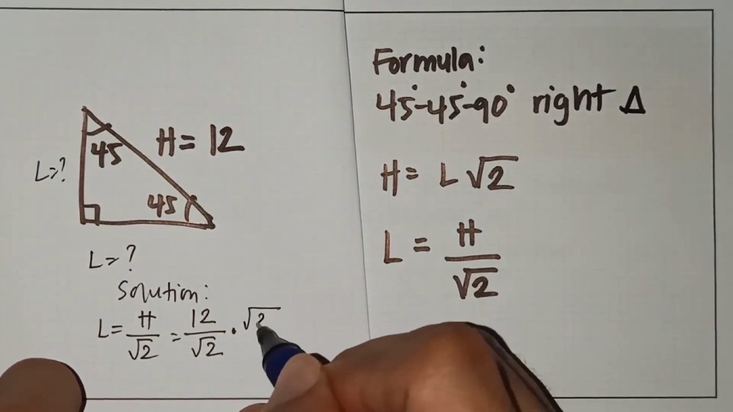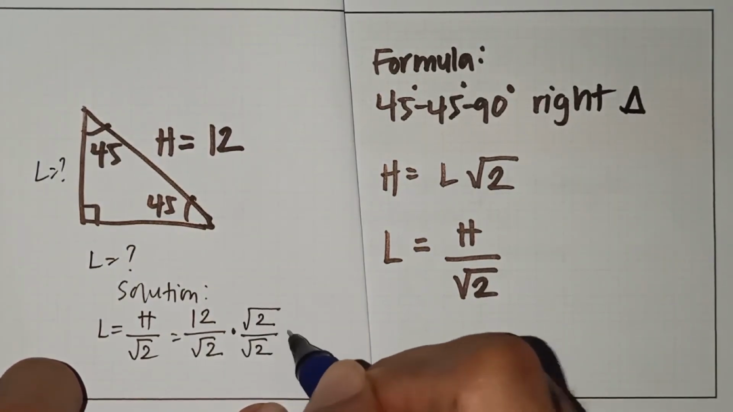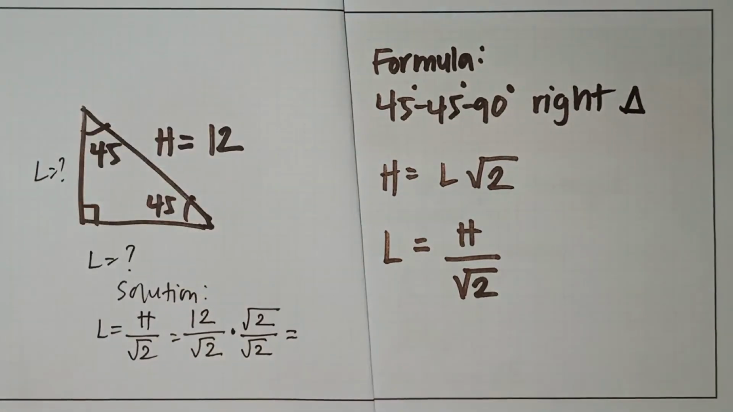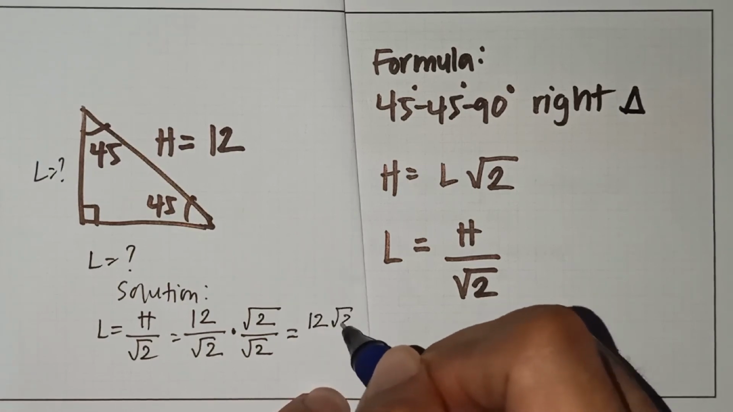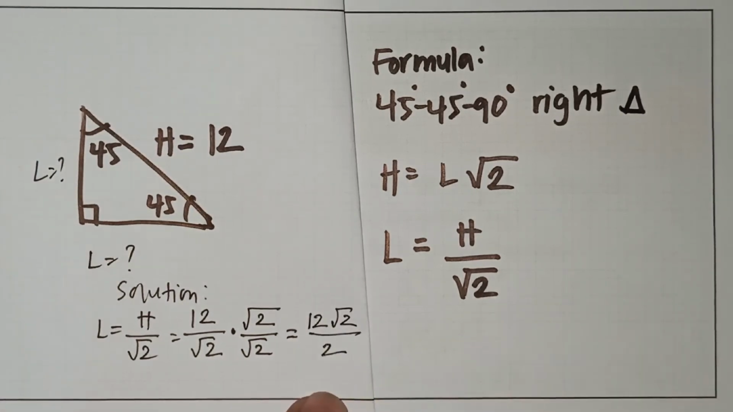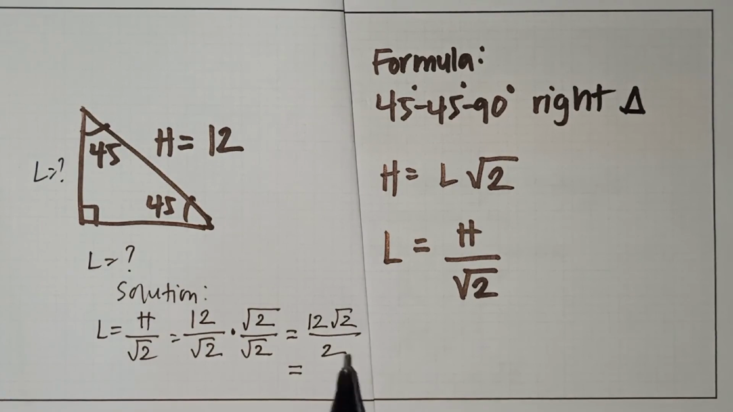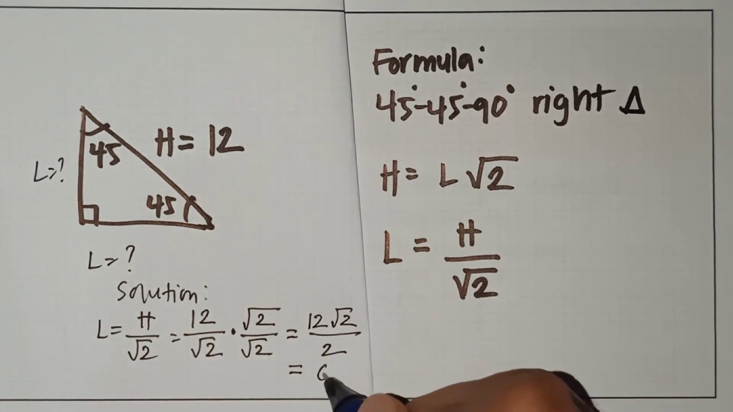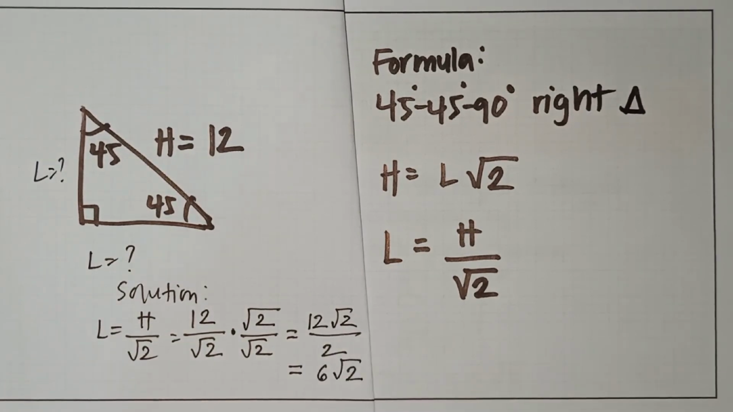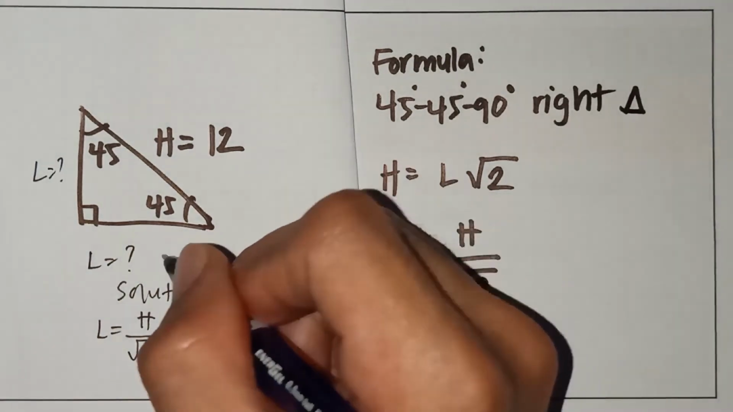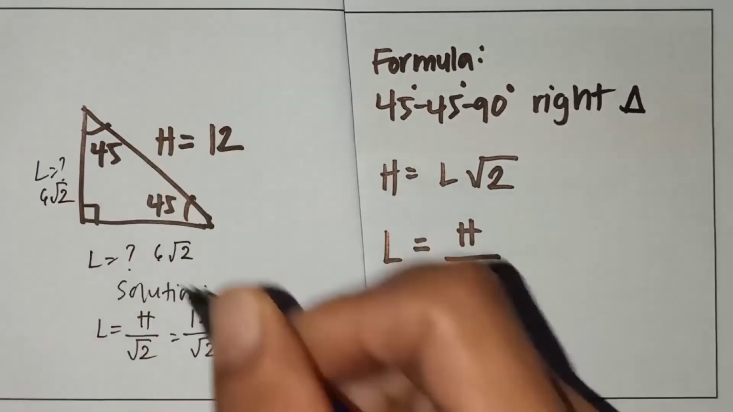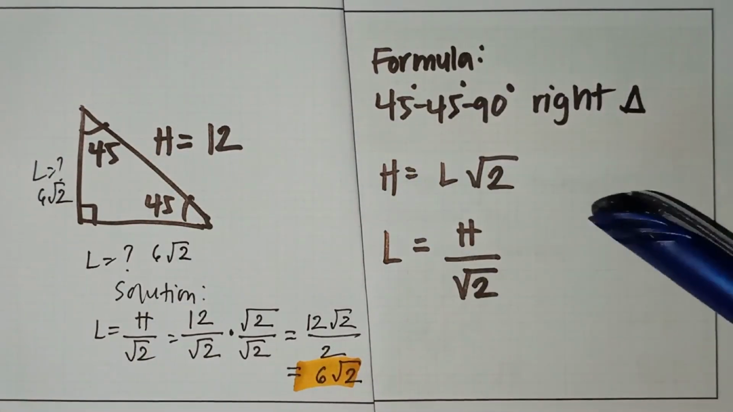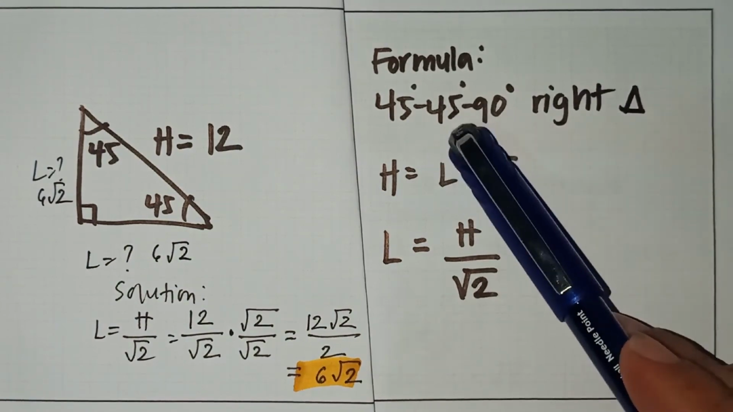Multiply both numerator and denominator by square root of 2 over square root of 2. And the result here is 12 square root of 2 over 2. Or simply, 12 divided by 2 is 6 square root of 2. That is now the value of the leg. 6 square root of 2 and 6 square root of 2. That is how we use this formula under 45, 45, 90.